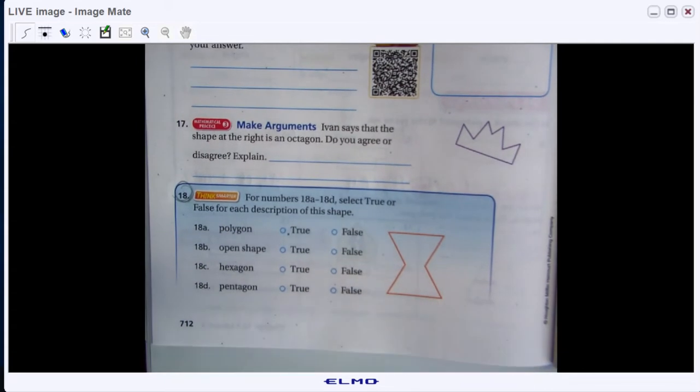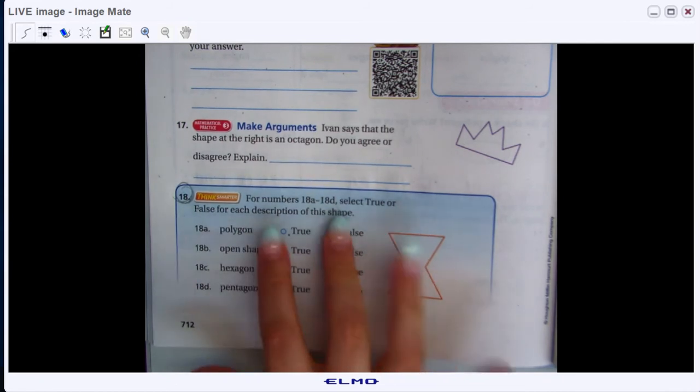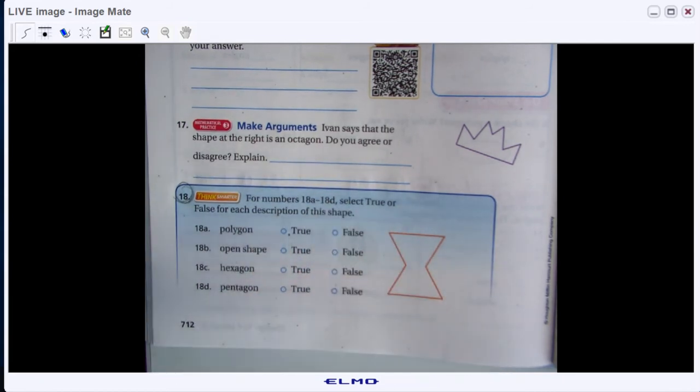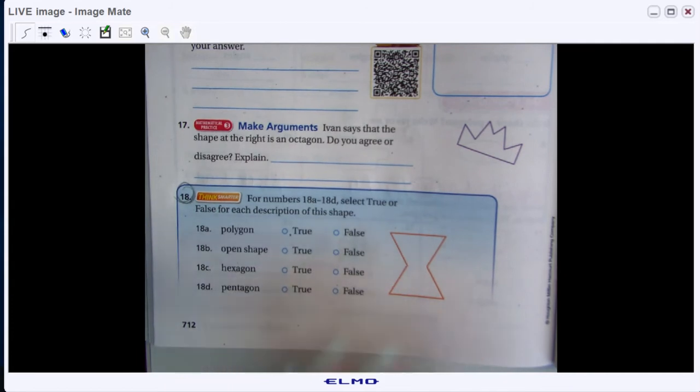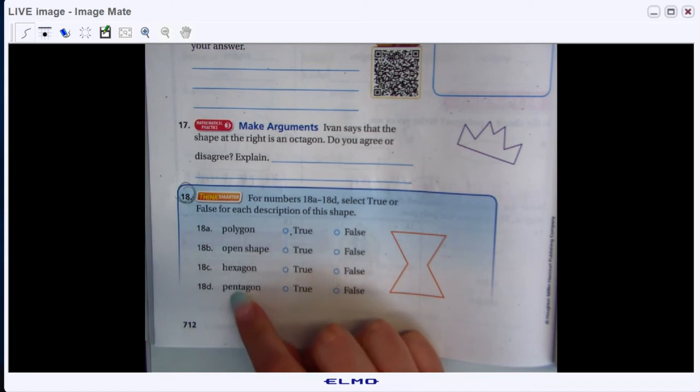It says, for numbers 18a through 18d, select true or false for each description of this shape. All right, so we're going to have to go back and remember what all of these mean and select true or false, okay? There will be a question just like this on Friday's test. So if you're still having trouble with this, go back and practice it over and over until you are more familiar with these words, okay?